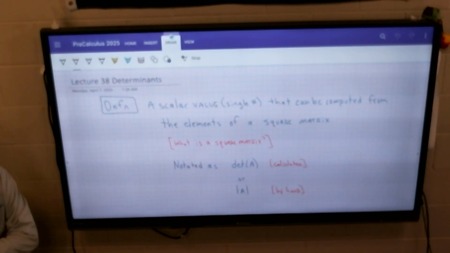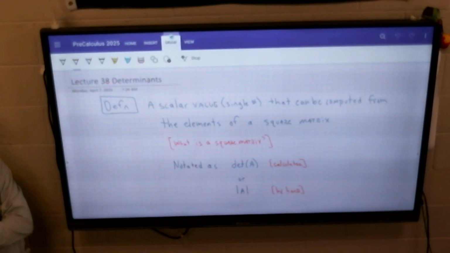That can be computed from only one type of matrix. It has to be from a square matrix. So 2 by 2, 3 by 3. Rows have to equal columns. We're not going to get bigger than 3 by 3, but I'm going to give you the tools to find whatever size we give you. But we're not going to in class give you more than 3 by 3.